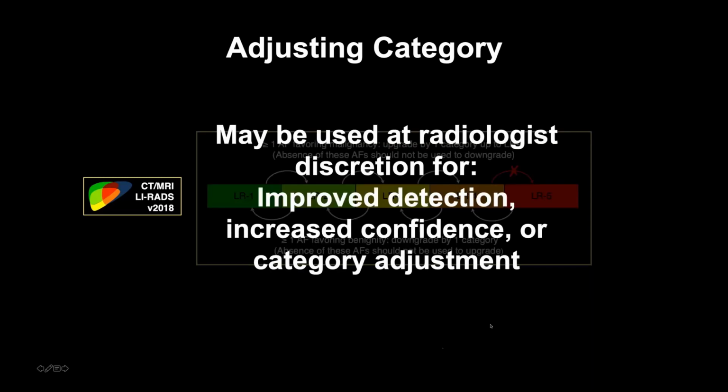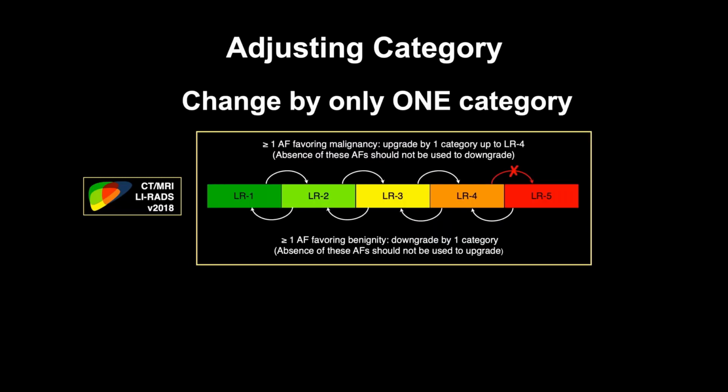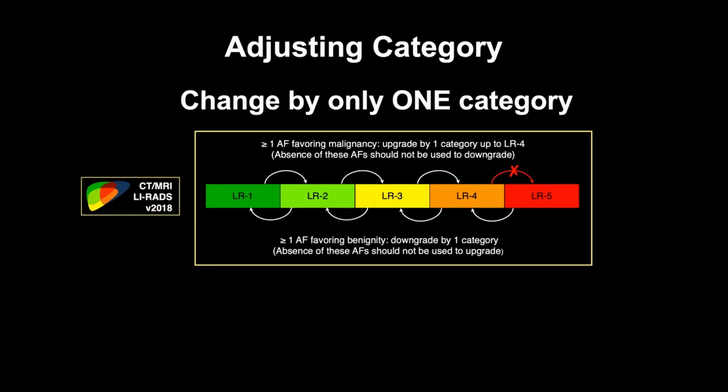Furthermore, ancillary features are optional and can be used at the radiologist's discretion to improve detection, increase their confidence in making a final LI-RADS category, or, as I just said, to adjust the LI-RADS category itself. When you do use ancillary features to adjust categories, you must follow a few simple guidelines.